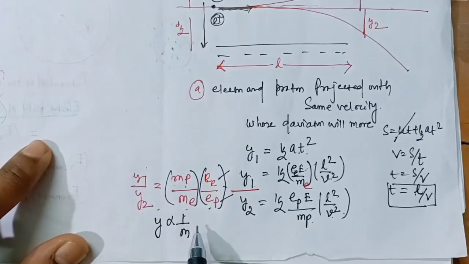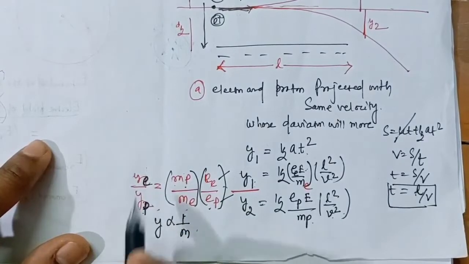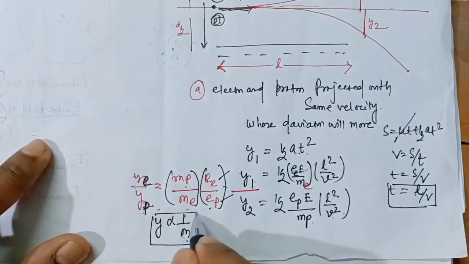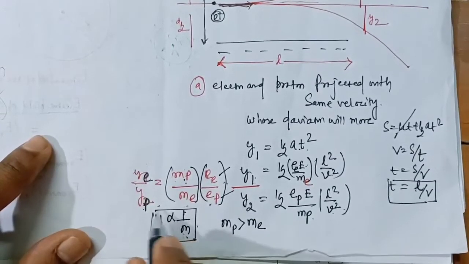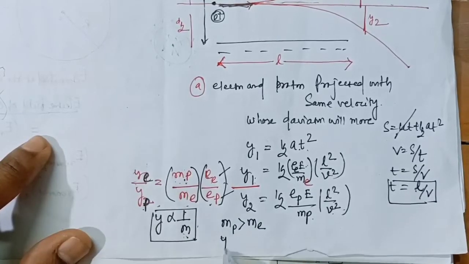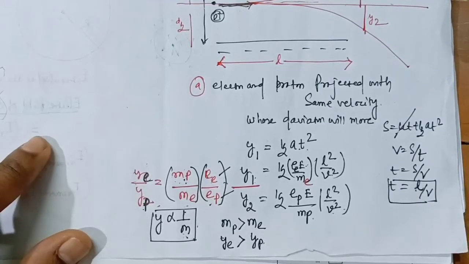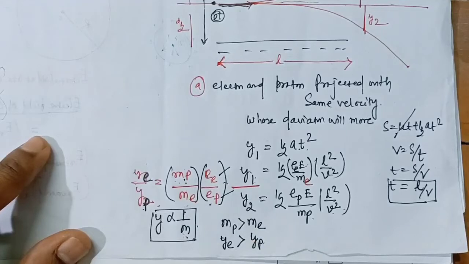The deviation is inversely proportional to mass, because the first one is for the electron and the second one for the proton. So the electron's deviation is inversely proportional to its mass. It means whose mass is greater? The mass of the proton is greater than the mass of the electron. So definitely the reverse will happen: the electron deviation will be more than the deviation of the proton. This mp by me is greater than 1, so the electron deviation will be more as compared to the deviation of the proton.